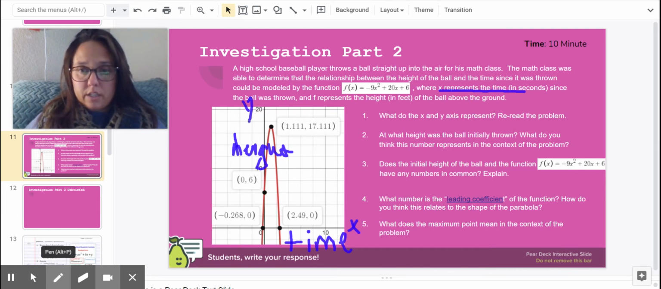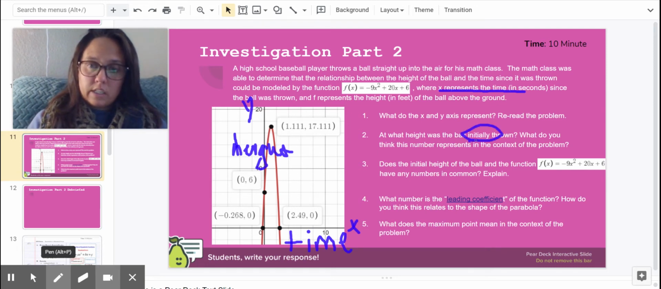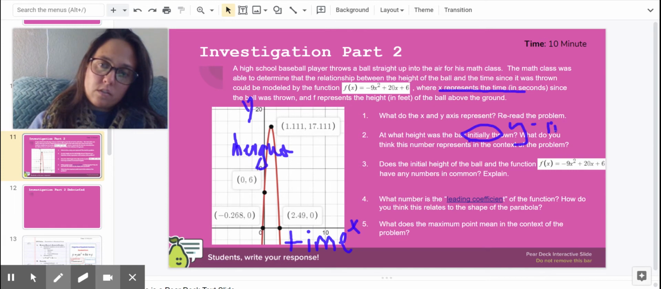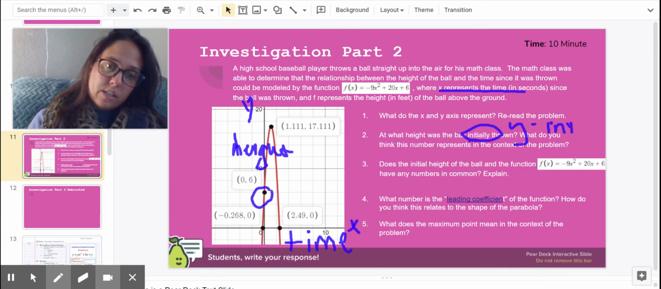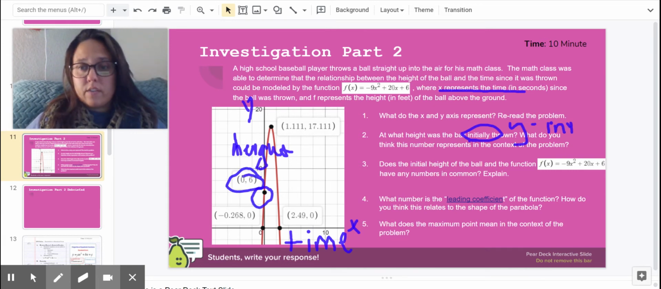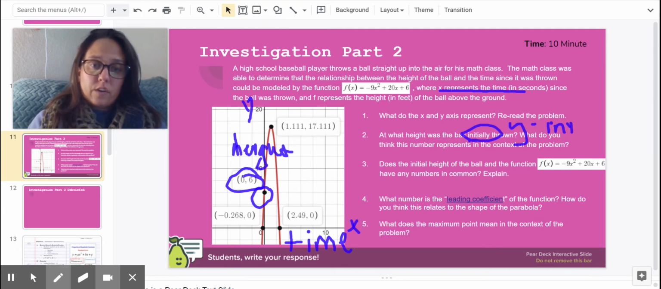At what height was the ball initially thrown? What do you think the number represents in the context of the problem? So initial tells us y-intercept. And the y-intercept is here, and you'll notice that the point is given. So to me, 6 represents, well, first of all, that's the y-intercept, right?